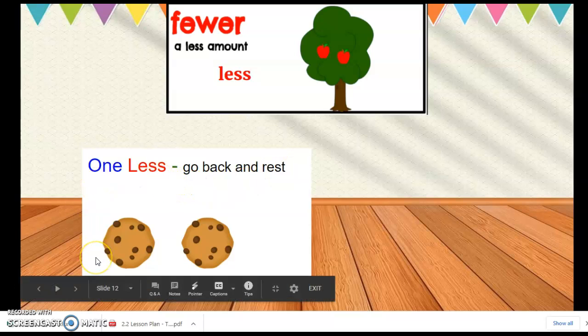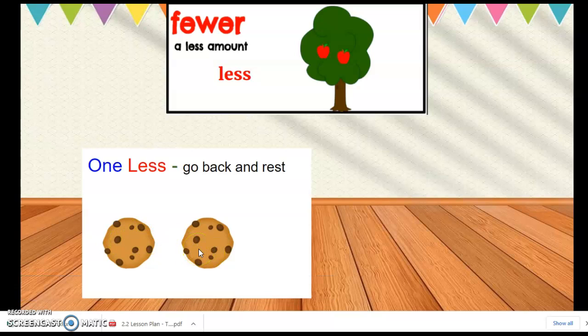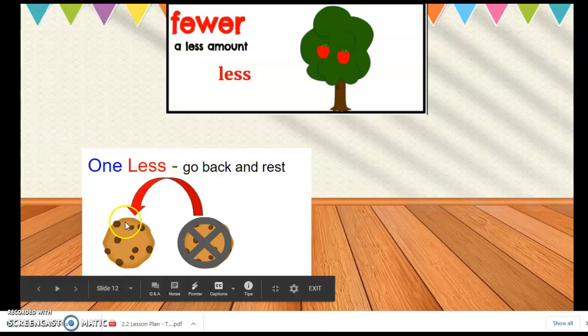Good. Okay, now I'm going to show you what I mean by that in an example. So let's say Miss Blanks had 2 cookies and she eats one. Now she has one less, so she needs to go back and rest, and I need to take away my one less. And when I take away my one less, I have 1 cookie left. Remember, first I had 2, and then I had to show 1 less and go back and rest. And now I have 1.